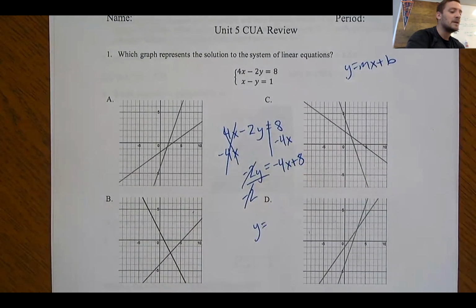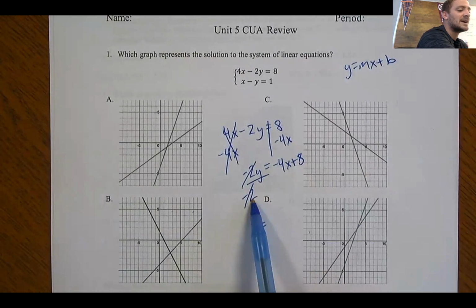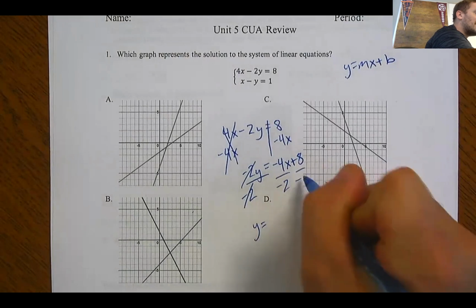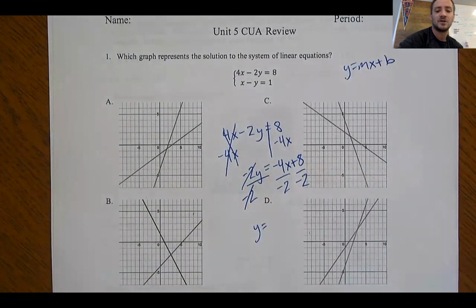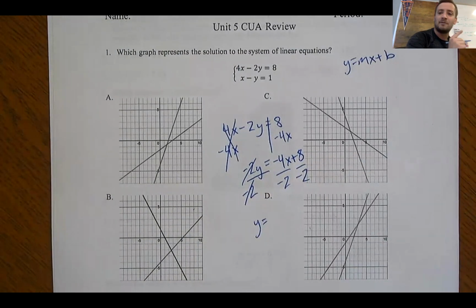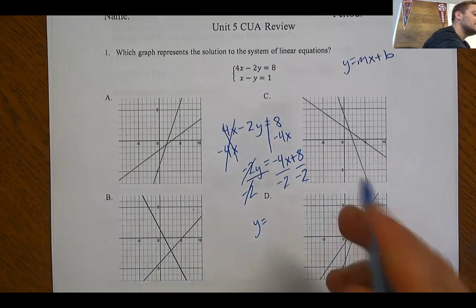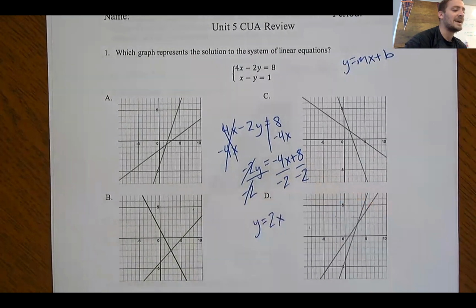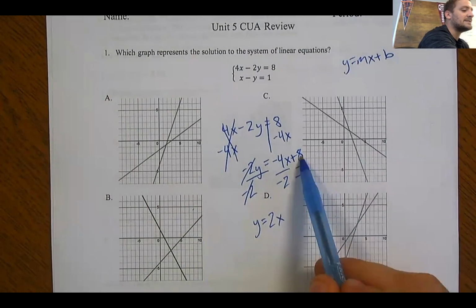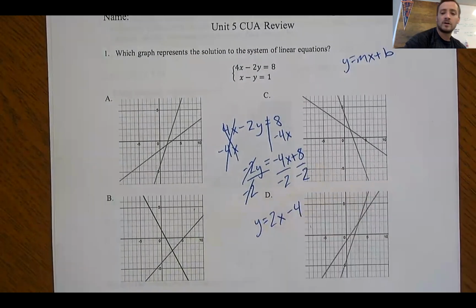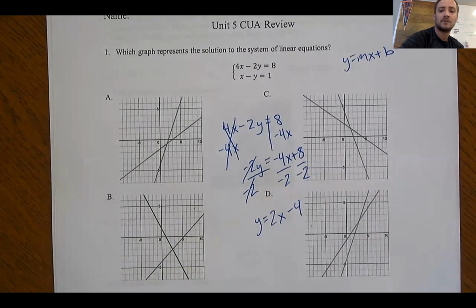But remember, whenever I do any sort of math on one side of my equation, we must do it on the other side as well. So we need to divide every term by negative 2. So simplifying, negative 4 divided by negative 2 is 2 with an x. Positive 8 divided by negative 2 is negative 4. So our equation is y equals 2x minus 4.